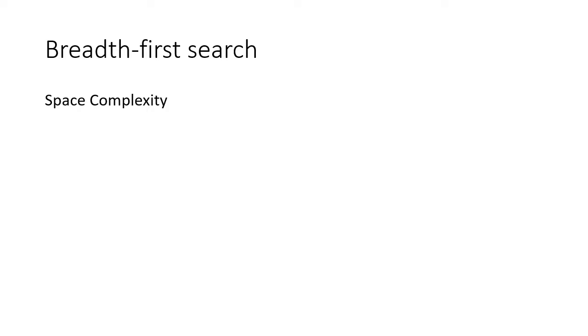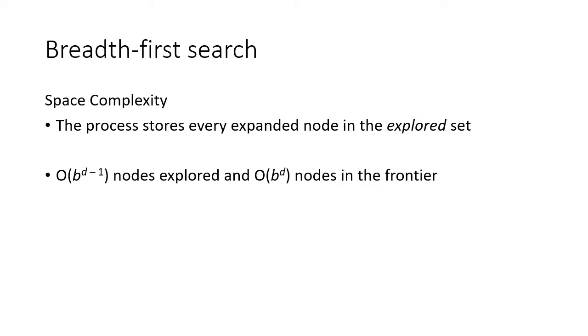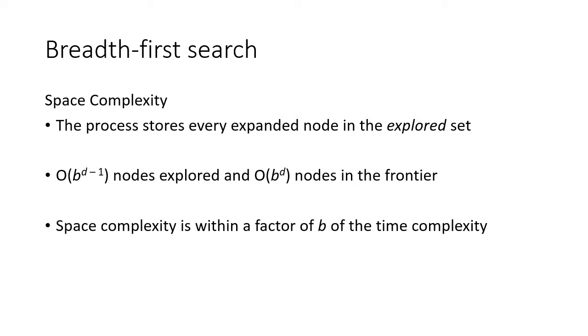All right, so for space complexity, the idea is that this method is going to store every expanded node in the explored set. And so at a particular level, big O of b to the d minus 1 nodes will have been explored, and big O of b to the d nodes exist in the frontier, the part that is yet to be explored. So it turns out that in this case, space complexity is within a factor of b of the time complexity, so both of these turn out to be large in the context of breadth first search.